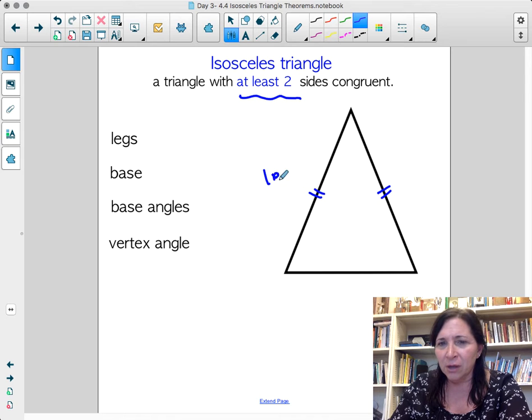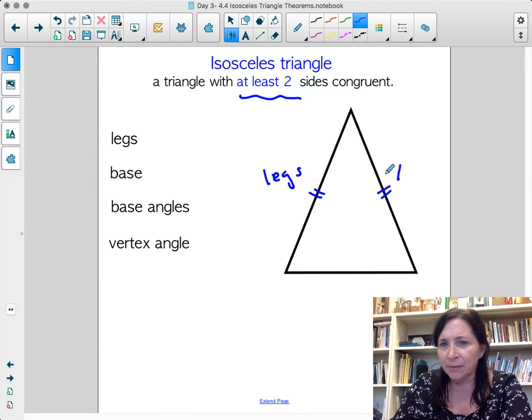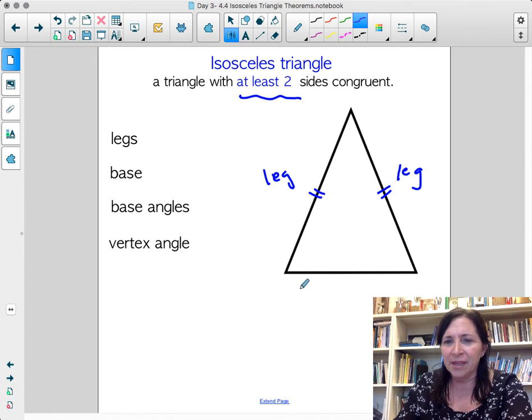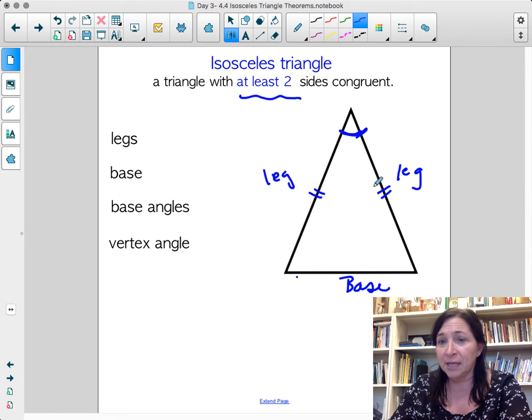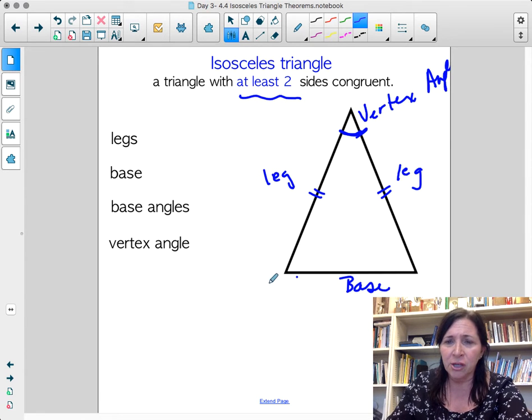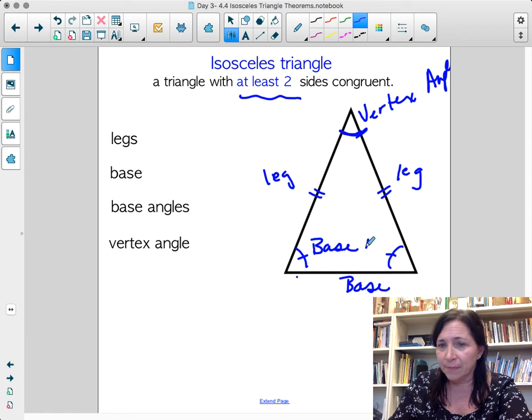These sides we call legs. So here's a leg. Well, that's actually a leg. And this is a leg. This is what we call the base. This angle here, which is in between the two legs, is called the vertex angle. And then you have this angle congruent to this angle, which we call base angles.